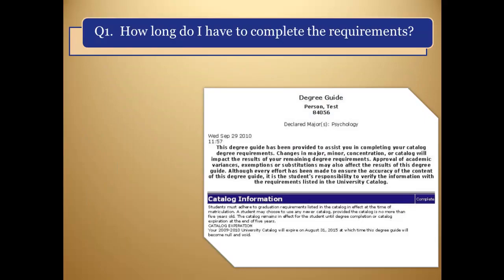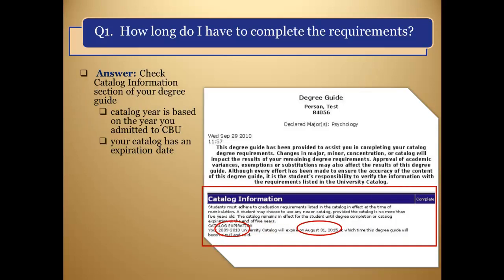Question number 1. How long do I have to complete the requirements? The answer is in the Catalog Information section, which is located immediately following the introduction. Each main heading is highlighted in a royal blue color with white letters. The first main section is Catalog Information. Please see this section for your catalog year and its expiration date.